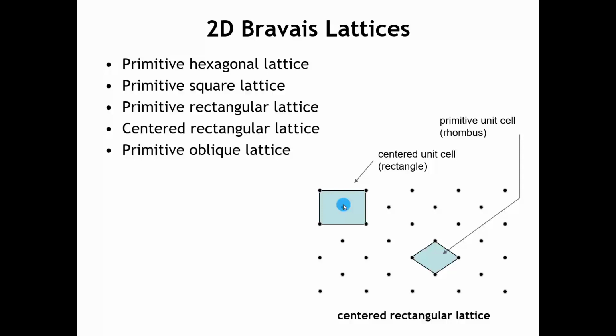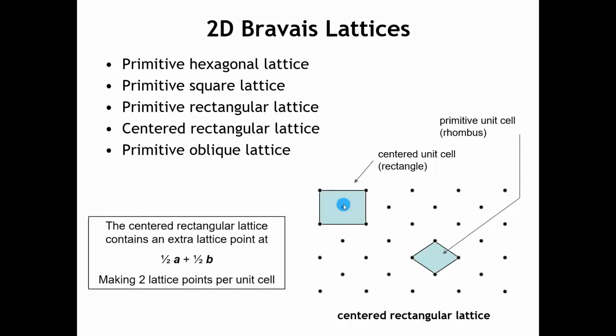So for the lattice that we get from tiling rhombuses, which is called a centered rectangular lattice, we will oftentimes draw this centered unit cell with two lattice points, one at the corners and one at half of vector A and half of vector B, right here. But it is permissible, and in some cases we might choose to draw this smaller primitive unit cell, which has only one lattice point. So these are our 5 lattices. They're called Bravais lattices in 2 dimensions, and these are the only 5.